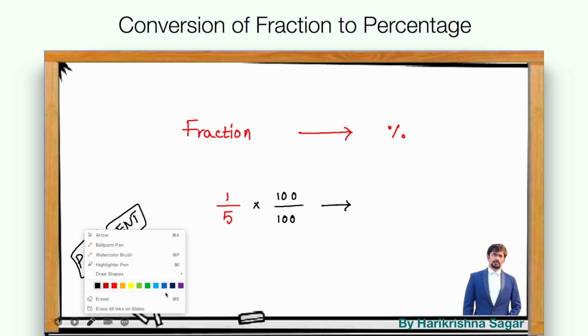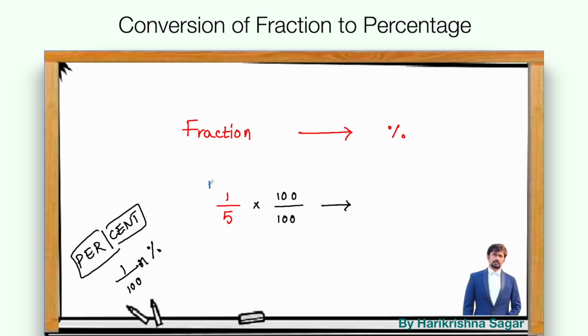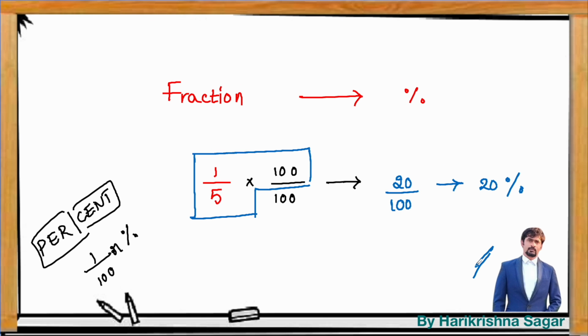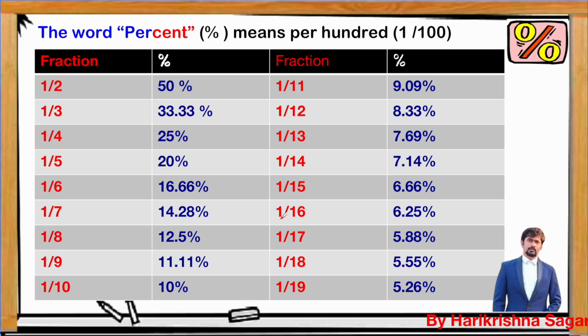So here, to convert 1 by 5 into percentage, I am just further simplifying this part. So this is 100 by 5. 100 by 5 gives a result of 20 divided by 100. So 20 by 100 means we can write this as 20 percentage. So that is a fraction and its equivalent percentage value. Just remember, to convert a fraction to percentage, this is the method, but I am expecting you to learn by heart all the values from 1 by 1 to 1 by 20 so that you will feel very comfortable solving the questions.